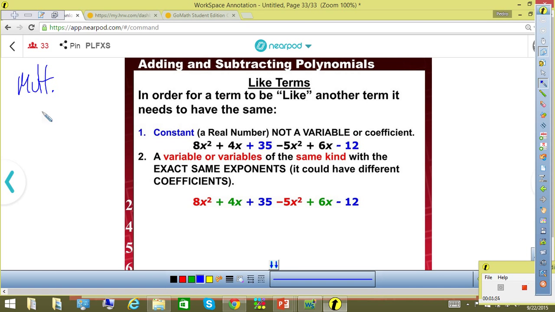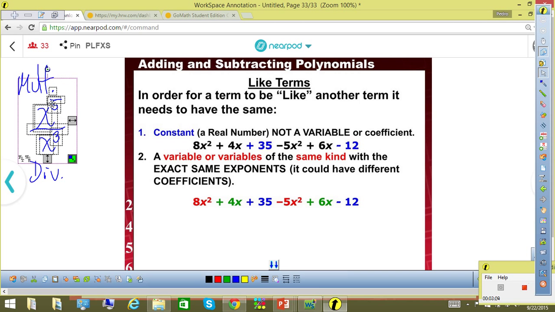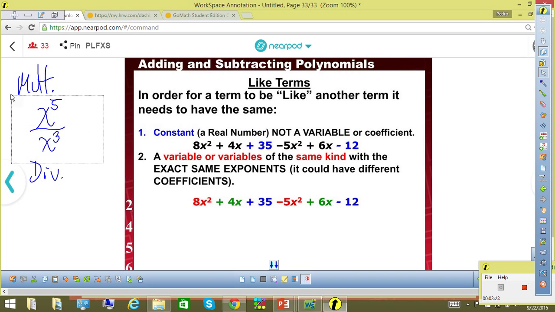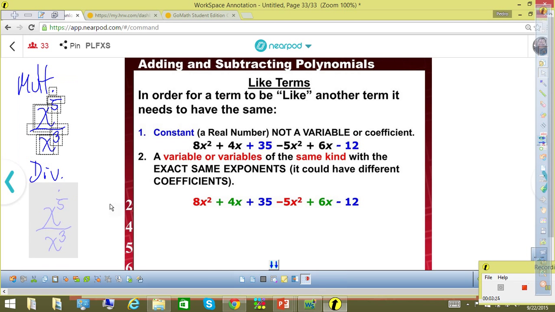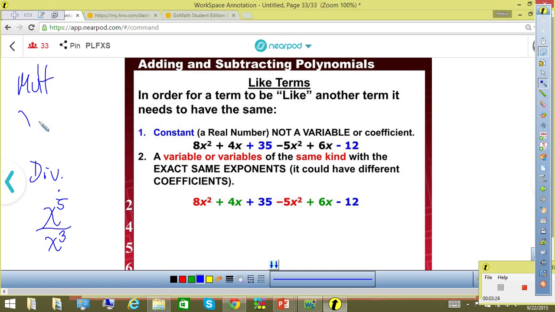Here it goes. So when we got to multiplication properties of exponents, we did something like this, x to the fifth over x to the third. That's division. For multiplication, we did something like this, x to the seventh times x to the fifth, okay? So what did we find out? If they have the same base for multiplication, what happens? We find the sum of the exponents. And what happens when we're dividing? So here we add the exponents, over here we subtract, okay?